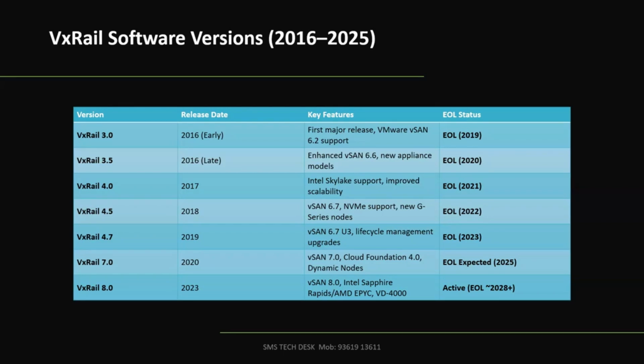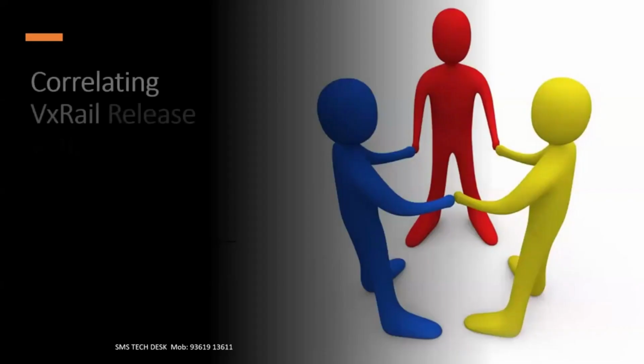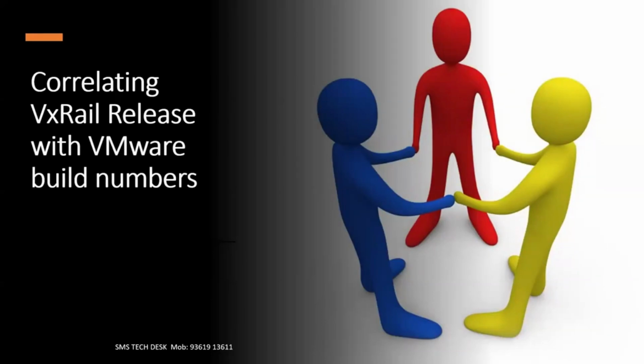So any doubts on the VxRail version? No. Okay. So now let's try to understand correlating the VxRail version with VMware build numbers. Why have they given this correlation of VxRail build numbers? You need to follow the exact recommendation, or else we'll be facing a lot of issues.